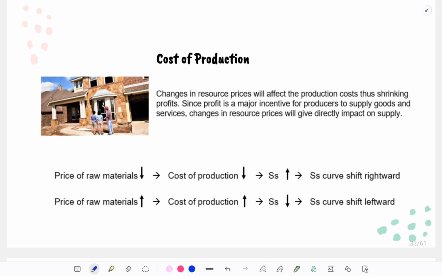But if the producer can find other alternative products, okay, which leads to a decrease in the price of raw materials, or cheaper raw material prices, okay, the producer can reduce the cost of production. Okay, these reductions will lead to an increase in the production of supply, and our supply curve will shift rightwards.